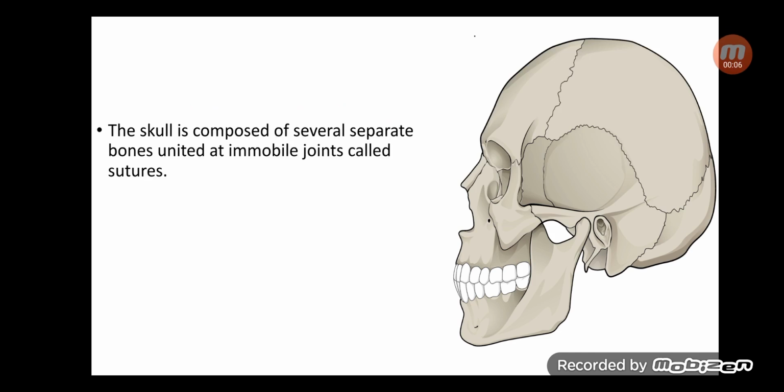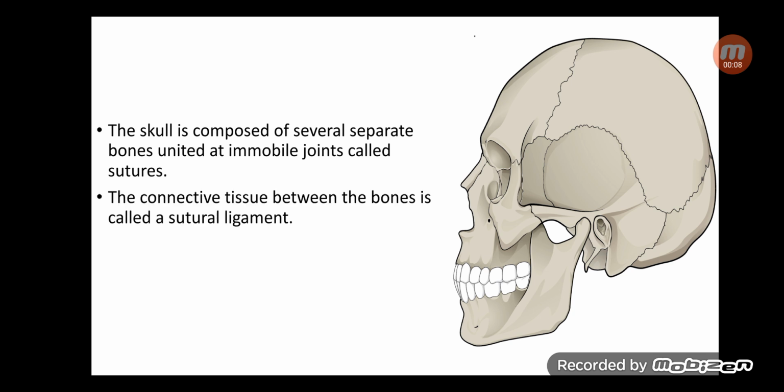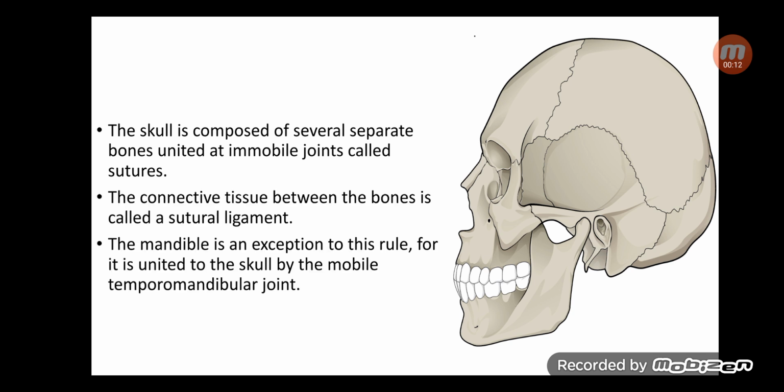Today we are going to talk about the bones of the skull. The skull is composed of several separate bones united at immobile joints called sutures. The connective tissue between the bones is called sutural ligament, and the mandible is the only exception to this rule, as it is united to the skull by a mobile joint, that is the temporomandibular joint.